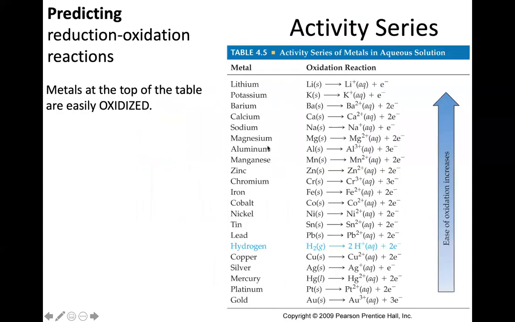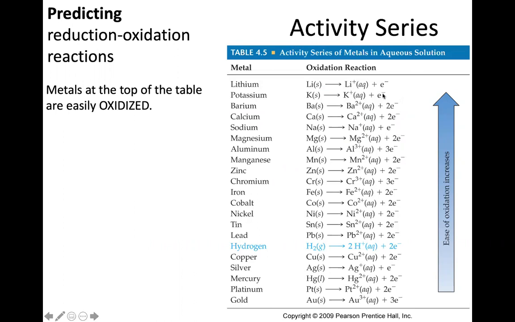And in order to predict that, we're going to use some provided information, which is called the activity series. So let me talk you through the data. Since it's going to be provided, let me show you how you can use this and it will always lead you to the right answer. Okay, we just need to understand how to manipulate this table.